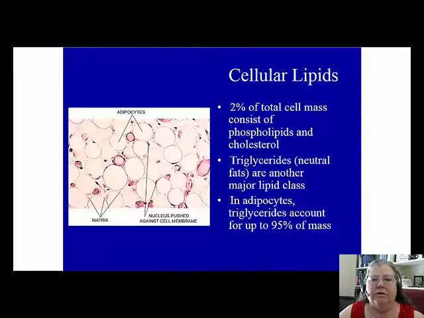And these are pictures of adipocytes where you can see that the cytosol is virtually entirely fat. The nucleus is pushed up against the side of the storage cell, against the cell membrane. And in adipocytes, triglycerides are about 95% of the cell mass.